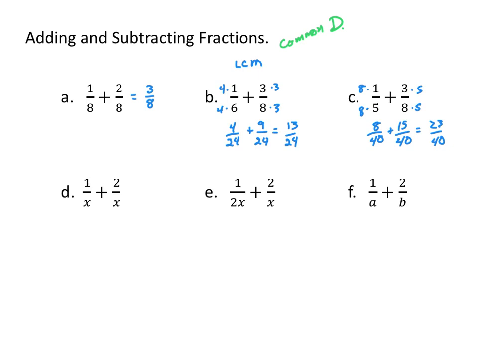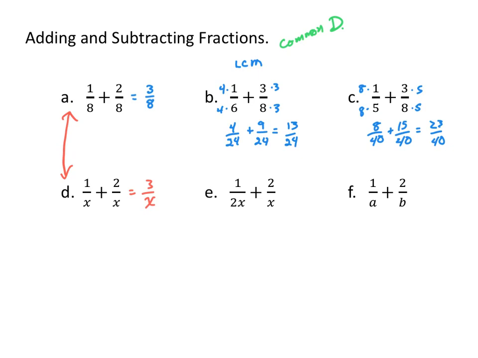What about when we have a denominator that is a variable? It's okay, as long as it's a common denominator. And we have a common denominator. So 1 over x plus 2 over x would be 3 over x. It's exactly the same as 1 over 8 plus 2 over 8 is 3 over 8. 1 over x plus 2 over x is 3 over x.